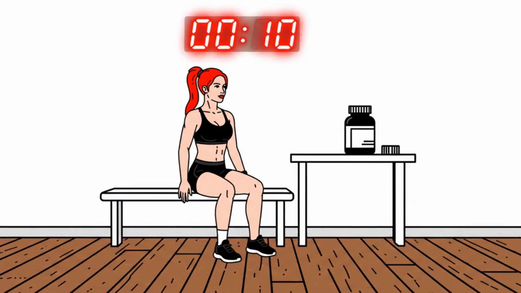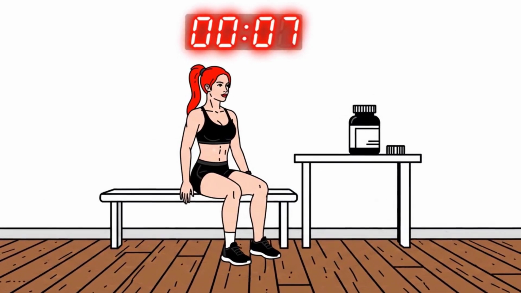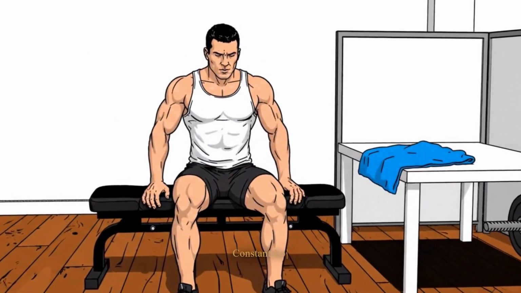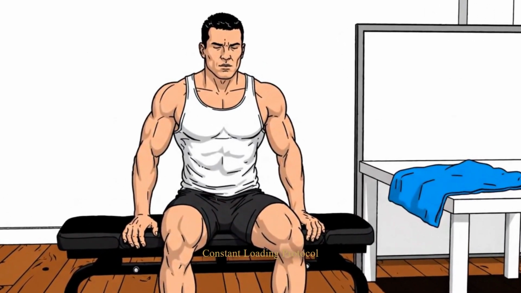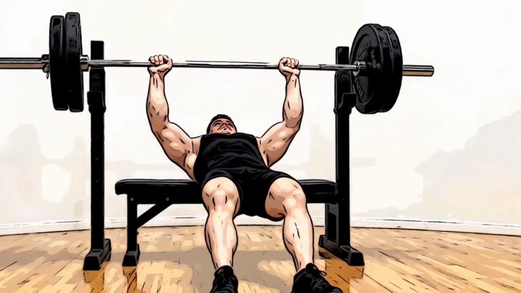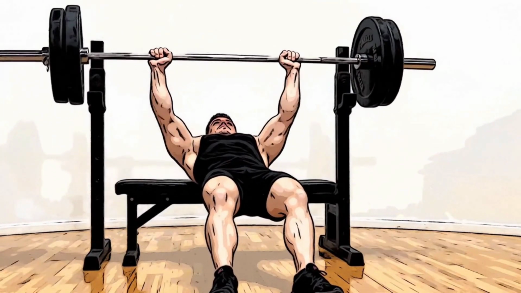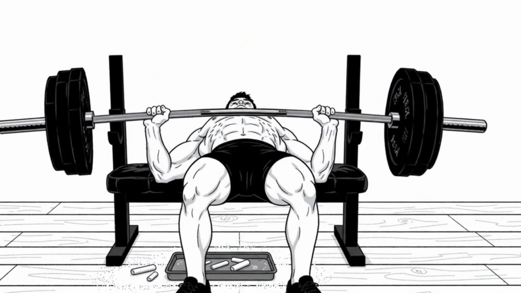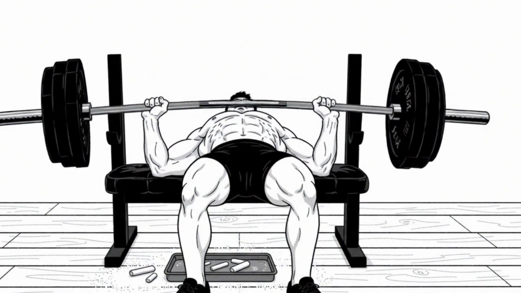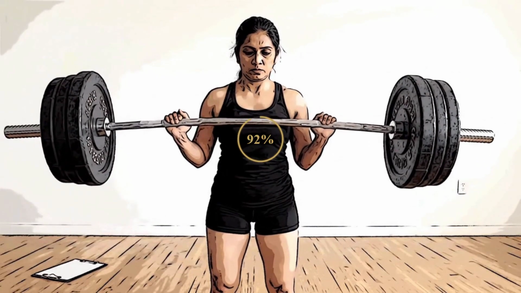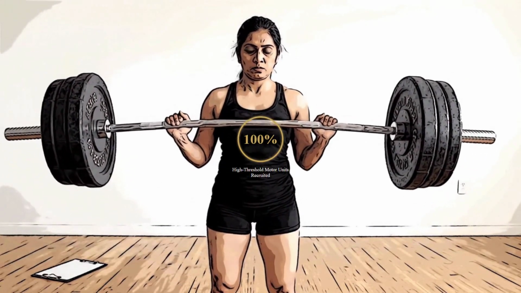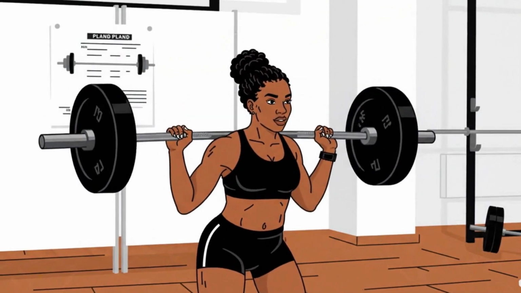Myo-Reps. You perform an activation set of 12 repetitions to failure. You rest for 10 seconds. Then you complete 3 mini-sets of 3 repetitions. Each mini-set is separated by 5 deep breaths. This method is designed to maximize high-threshold motor unit recruitment. By staying close to failure, every repetition becomes highly effective.